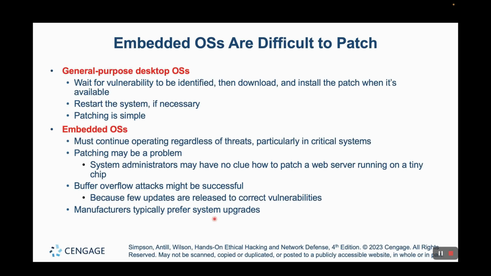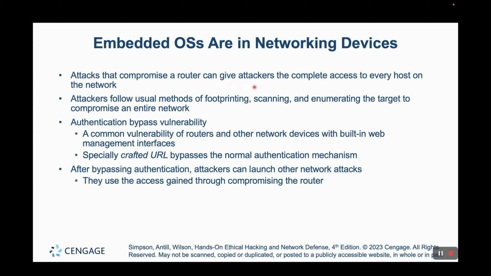Now, embedded operating systems are in networking devices. Attacks that compromise a router can give attackers complete access to every host on the network. Attackers follow the usual methods of footprinting, scanning, and enumerating, even for embedded or IoT devices, in order to compromise the entire network.